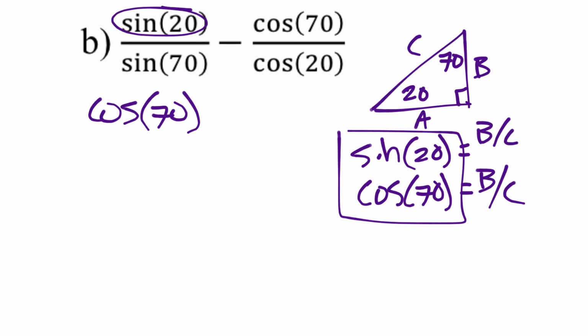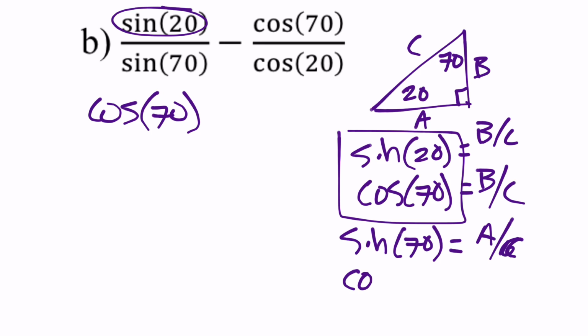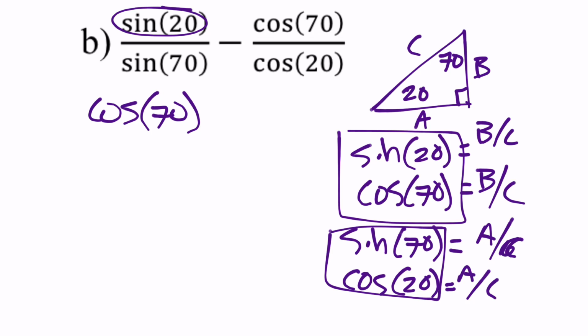And then you realize you can do a similar thing with sine of 70. Well, sine of 70 equals what? Opposite over hypotenuse, so A over C. That's a C, I promise you, that's a C. And, well, what about cosine of 20? Well, cosine of 20 is adjacent. So what's adjacent to 20? Well, it's A over the hypotenuse, C. And so we have another equivalence: sine of 70 equals cosine of 20.